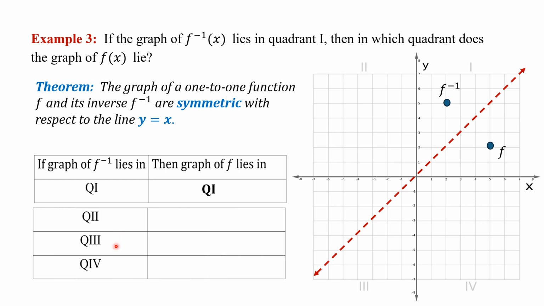Let us extend this question if the graph of f inverse is in quadrant 2, 3, and 4. So let's start with quadrant 3. If I assume a point of f inverse in quadrant 3, like here, and then reflect on y equal to x, it will lie in the same quadrant, which is also quadrant 3. Suppose, for example, that the graph of the function is in quadrant 2, and then reflecting on this line, the graph of f will be in quadrant 4. And the other way, if the graph is in quadrant 4, the graph of its inverse is in quadrant 2.